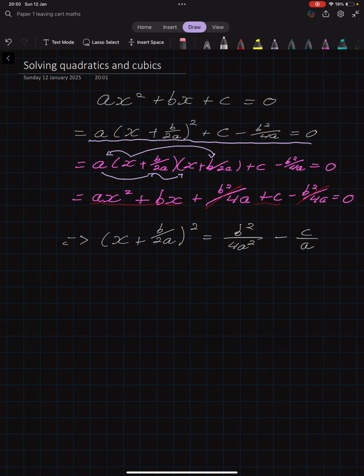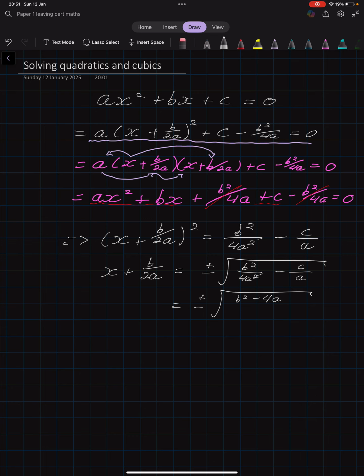Square rooting both sides, I get that x plus b over 2a equals plus or minus the square root of b squared over 4a squared minus c over a. And this is equal to plus or minus the square root of b squared minus 4ac all divided by 4a squared.